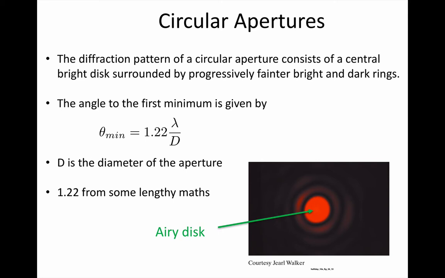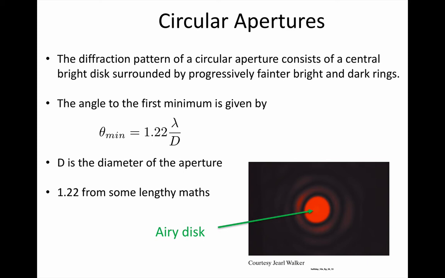That is the angle from the center of the disk, so theta equals 0, to the first minimum in any direction. The factor of 1.22 is due to the circular shape of the aperture, and you don't need to know how that was derived.